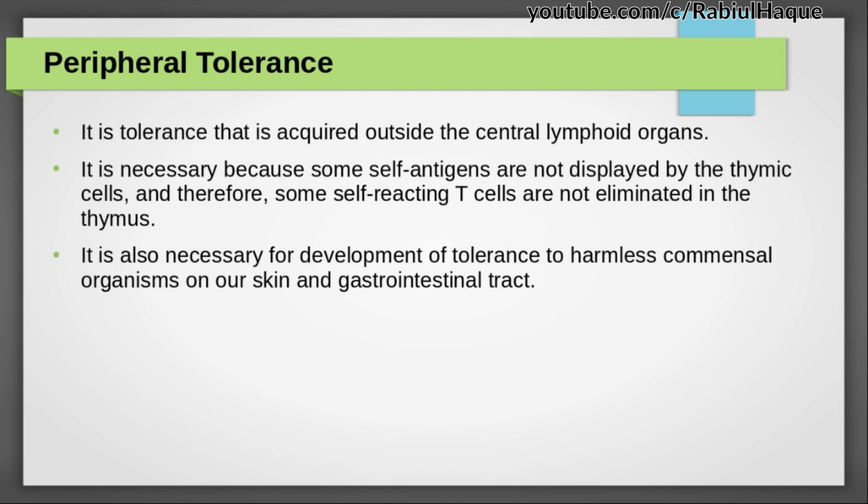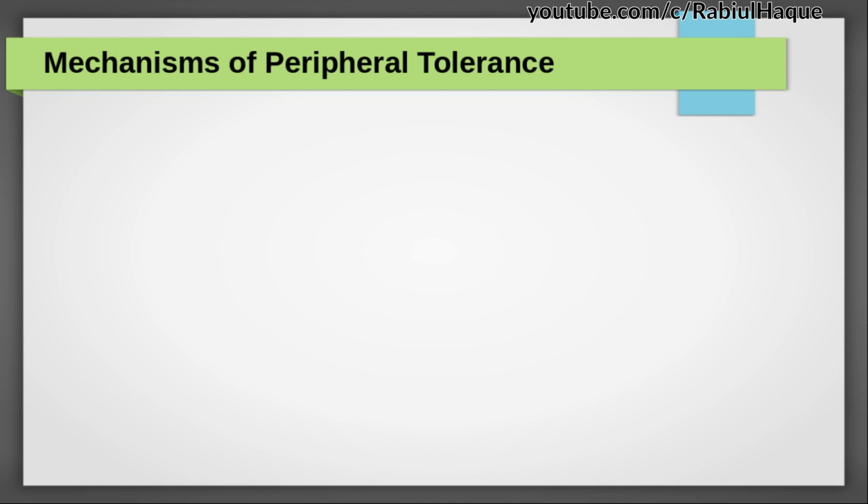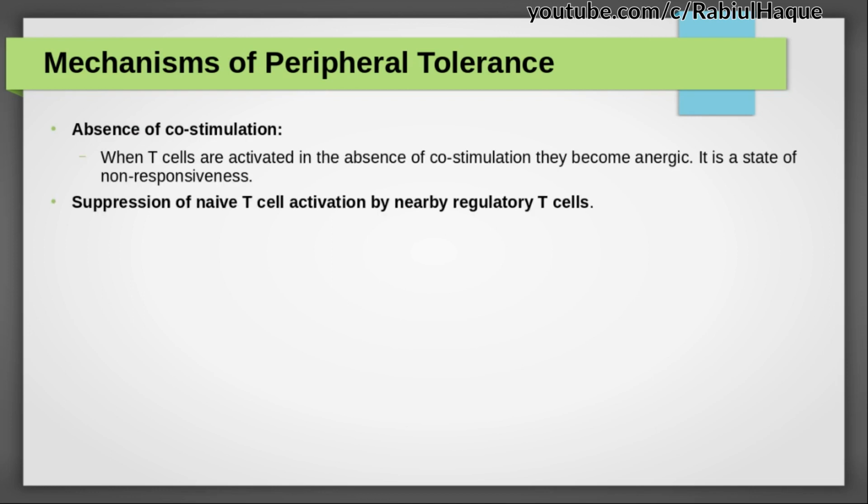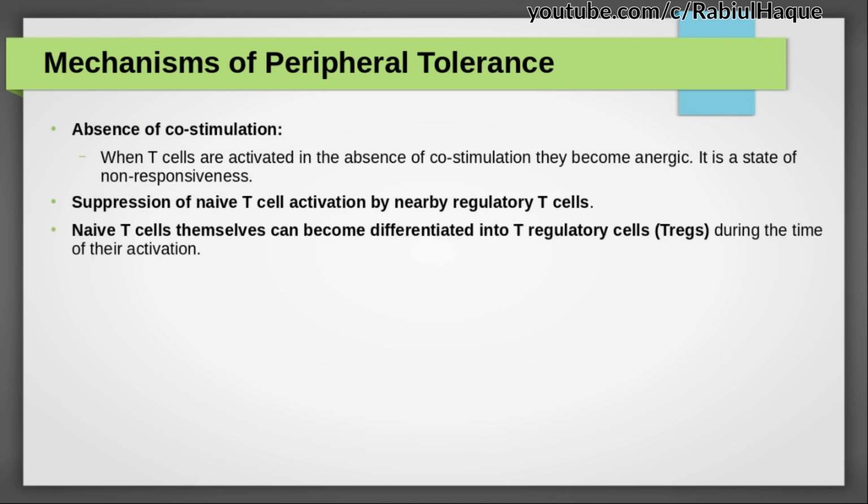So, what is the mechanism of peripheral tolerance? In this slide, we are showing the mechanisms of peripheral tolerance. They will include absence of co-stimulation, suppression of naive T cell activation by regulatory T cells, and sometimes naive T cells themselves can differentiate into regulatory T cells or Tregs during the time of their activation. And always remember, regarding absence of co-stimulation, when T cells are activated without co-stimulation, they become anergic. What do we mean by anergic? It is a state of non-responsiveness.